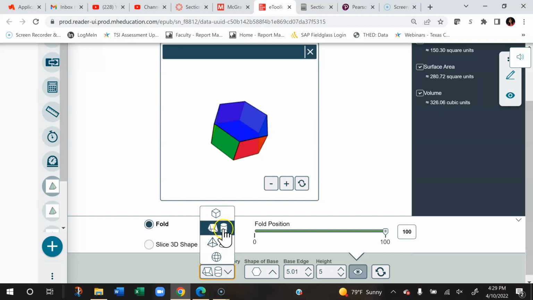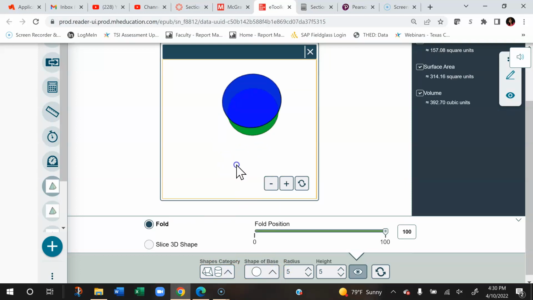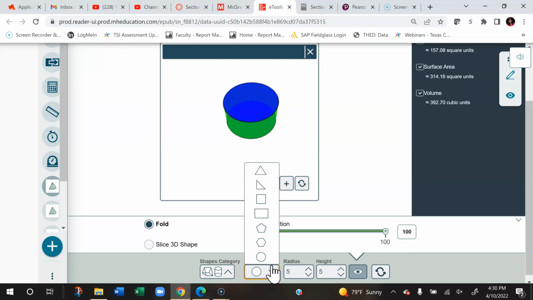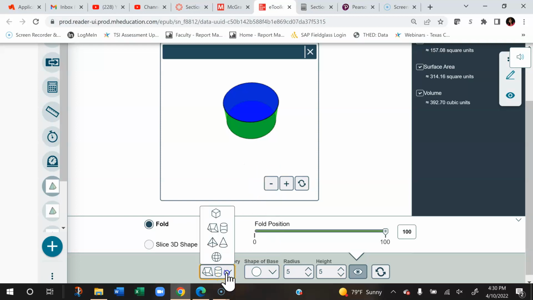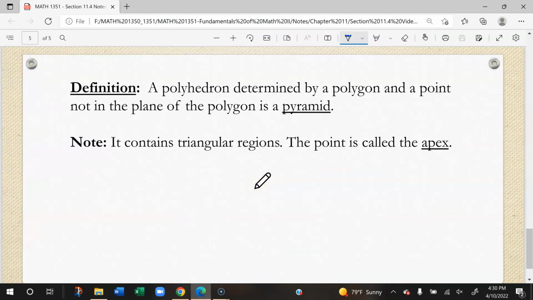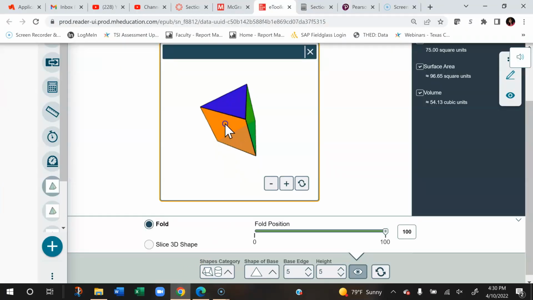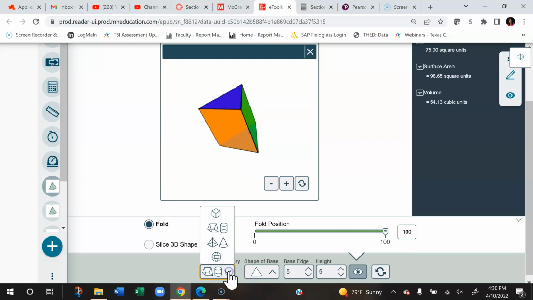Okay? Now, this is still a rectangle. Now, if you notice, this one is not, because of the circular part of it. Okay, so we have to be a little bit careful with that. A polyhedron determined by a polygon and a point, not in the plane, is a pyramid. So these right here are prisms because they have bases on the ends.